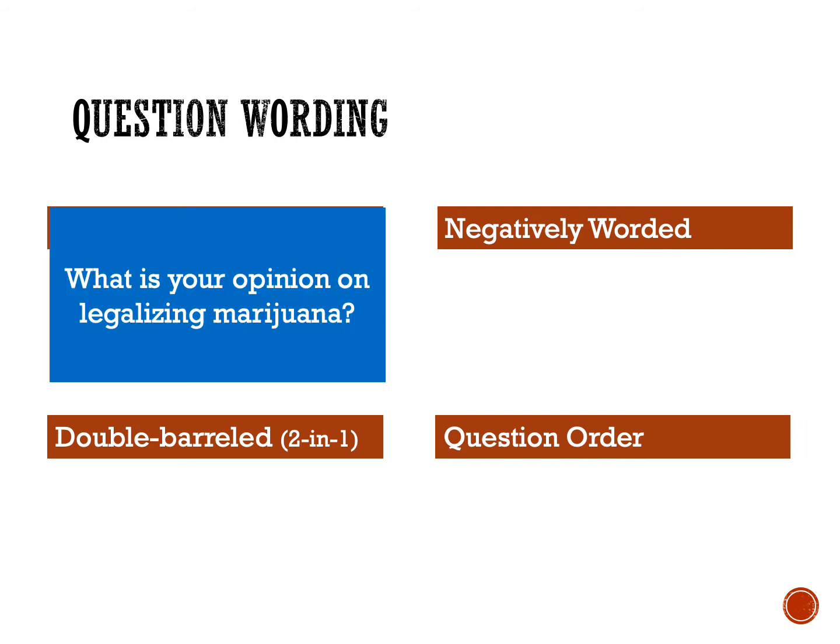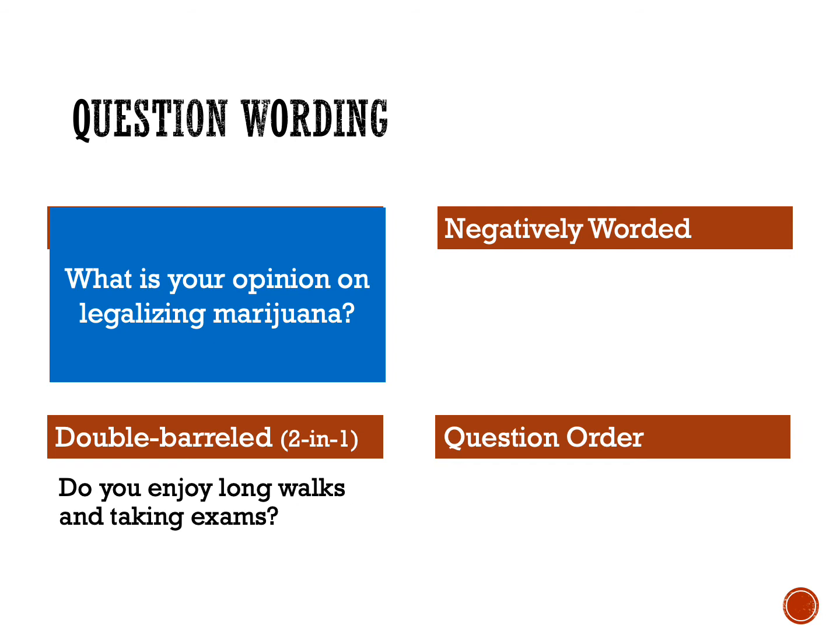To fix this, you want to use neutral language in your questions, especially if they're open-ended. So I might say instead, what is your opinion on legalizing marijuana? The next pitfall is double-barreled questions, or having two in one. So asking people, for example, do you enjoy long walks and taking exams?